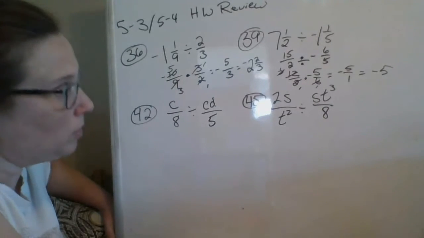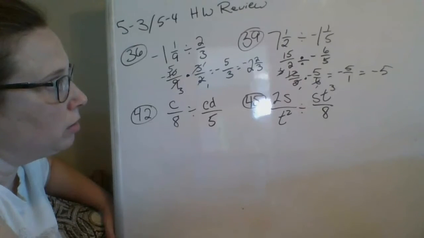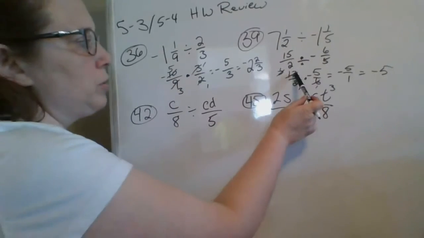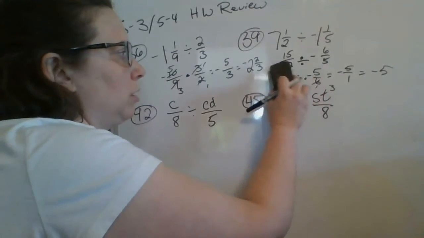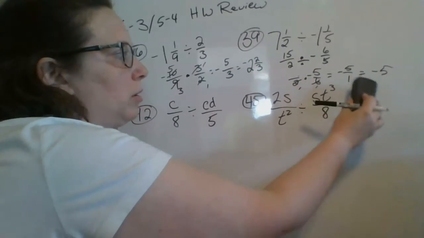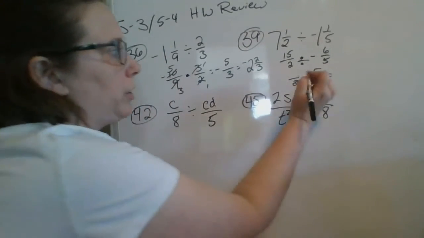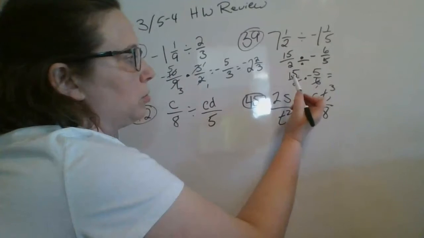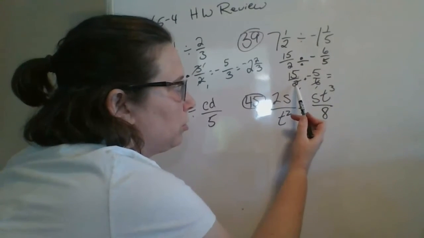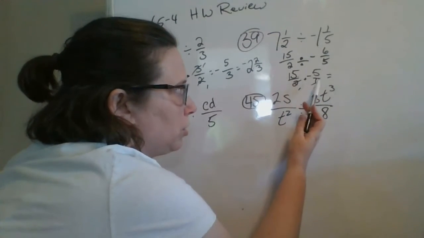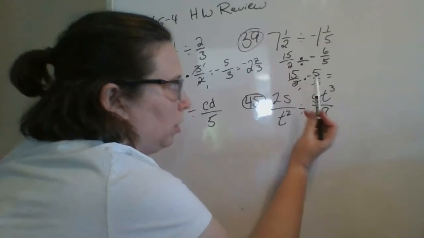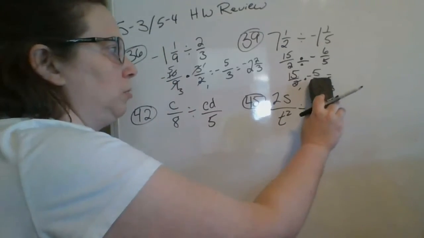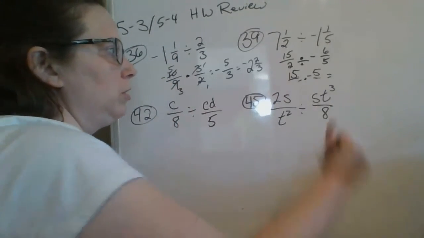I'm thinking something went wrong here. Oh, I put a 12 here. Whoops. Hang on. So when I rewrote that fraction, I wrote it wrong. So we keep 15 halves, change, and then flip. And then my cross reducing is not going to be quite as fabulous.